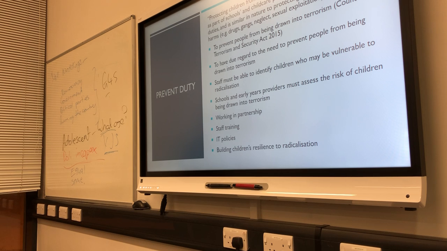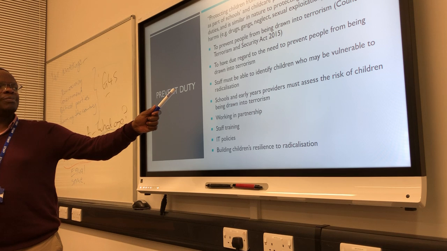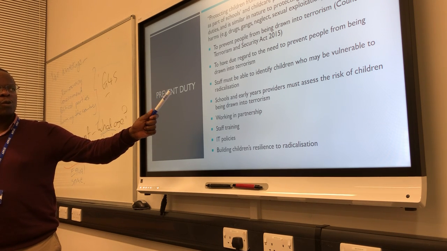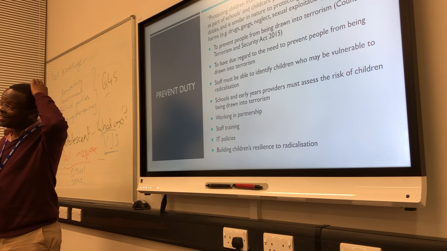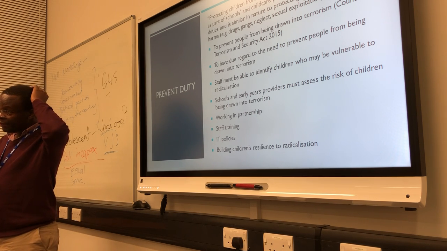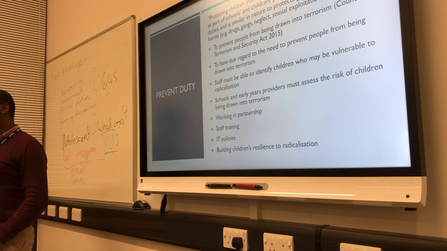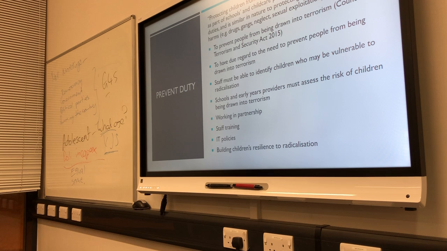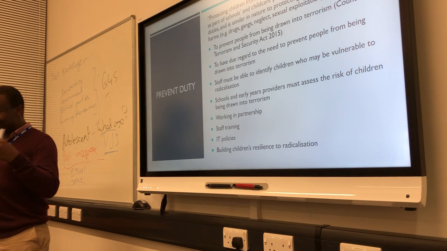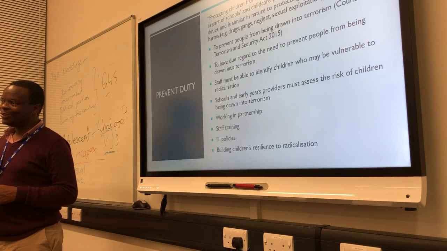To have due regard to the need to prevent people, children in our case, being drawn into terrorism, staff must be able to identify children who may be vulnerable to radicalization. Can you see how much responsibility rests on the shoulders of people working with children in general? You have the mental health side to deal with. There's a whole host of things you are expected to be aware of and competent enough to handle in your day-to-day dealings with children.